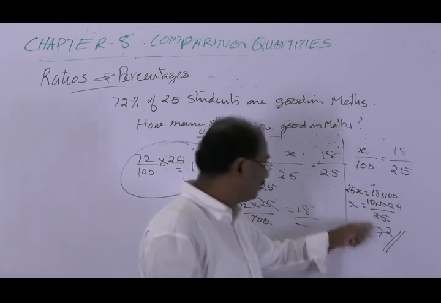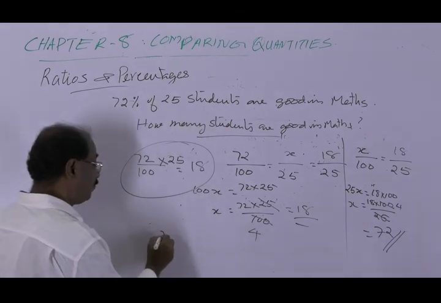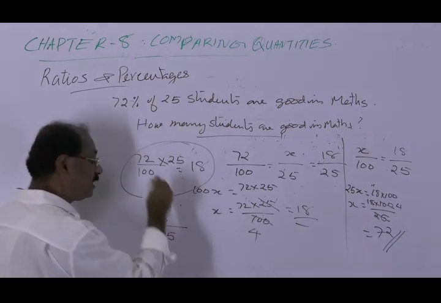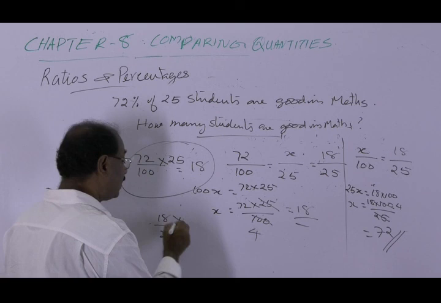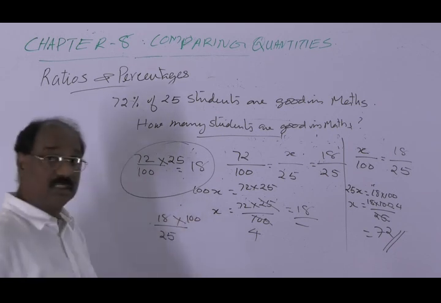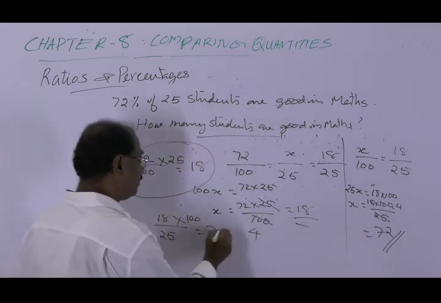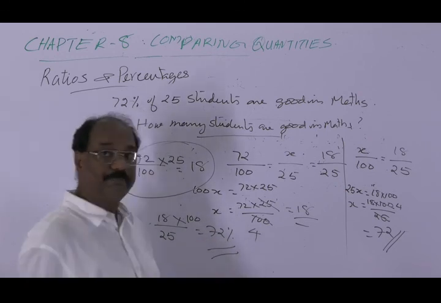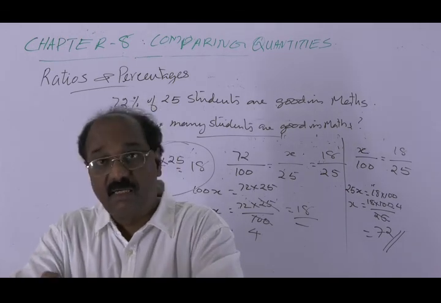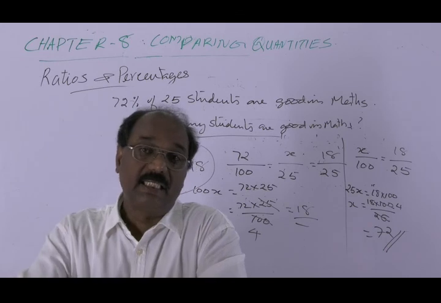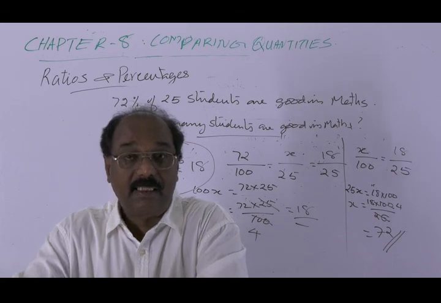Here also we can find this percentage directly. That is, for 25 students, 18 are good in maths. Then for 100, how many? So directly this gives this step: 18 into 100 divided by 25. So this gives 72. So this is the percentage. Okay? Thus we can have the percentage as well as the ratio. So more details in the next videos.